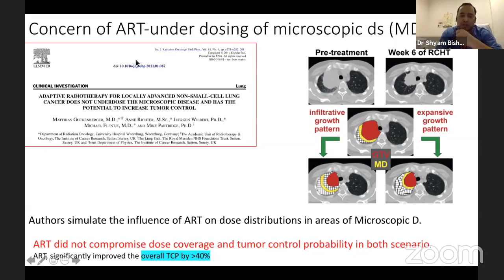This simulation model study was done by Kuchenberg and published. They found that adaptive radiotherapy does not compromise dose coverage and tumor control probability in both scenarios, whether it is an infiltrative or expansile growth, or a synchronous or asynchronous microscopic disease. And adaptive radiotherapy improves the overall tumor control probability by 40%.